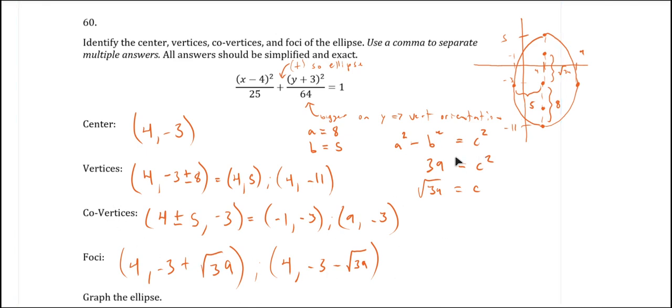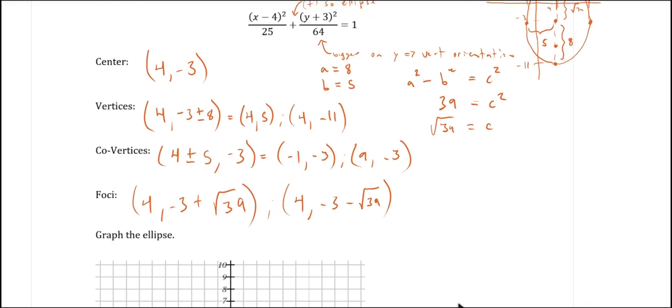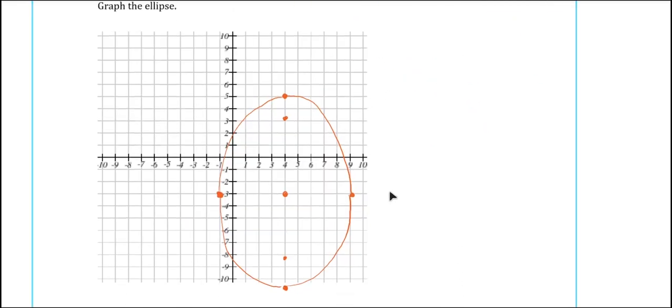And the foci, if we wanted it, we would need the Pythagorean relationship. Remember, for ellipses, that's a squared equals c squared plus b squared. So we can solve that for c and then go along its semi-major axis, which is bigger under y, so that's going to be vertically oriented. So we go up and down by the square root of 39 from the center to find my values of c. Here's a more detailed graph of that ellipse with the points all shown in their spots.